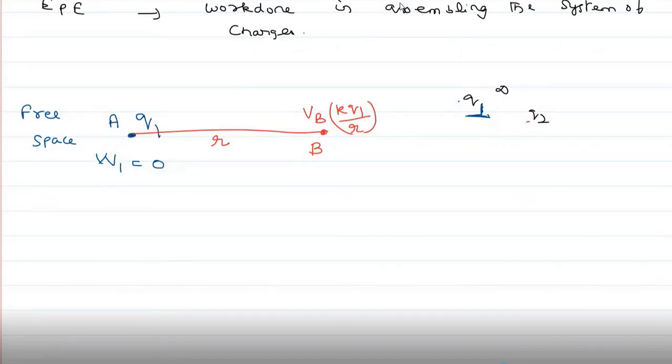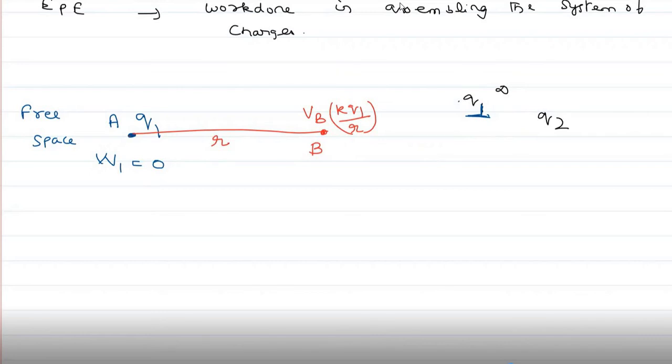Now you are trying to bring Q2 to this point B. This Q2 should not move. It should be at B. That is what I wanted to do. So you are trying to bring the charge Q2.